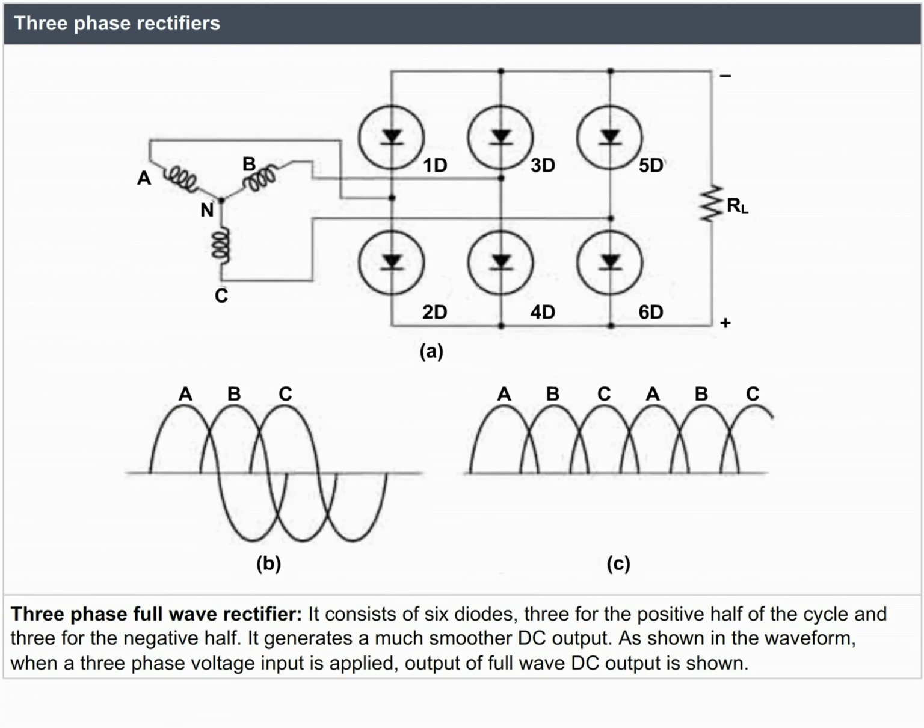Three-phase full-wave rectifier. It consists of 6 diodes, 3 for the positive half of the cycle and 3 for the negative half. It generates a much smoother DC output. As shown in the waveform, when a three-phase voltage input is applied, a full-wave DC output is obtained.